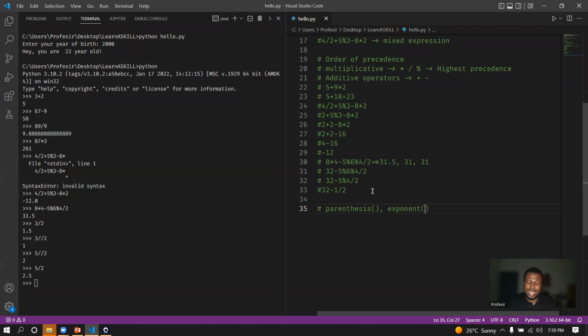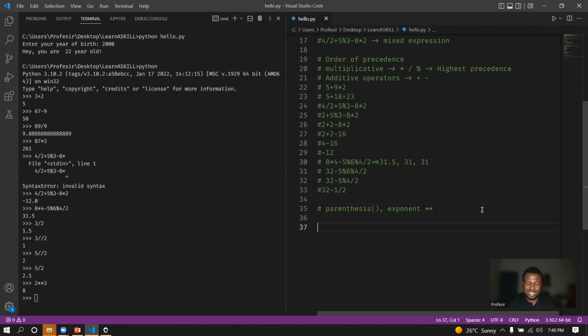Now, in Python, if you want to do exponents, you do double star. So if I want to do something like 2 raised to the power 3, that is 8, 2 cubed, you have to do 2**3. So that's the exponent. Double asterisk is exponent. If we put all of them together, parentheses has the highest order of precedence.